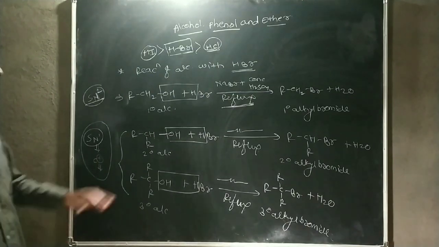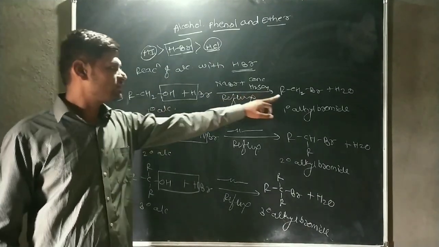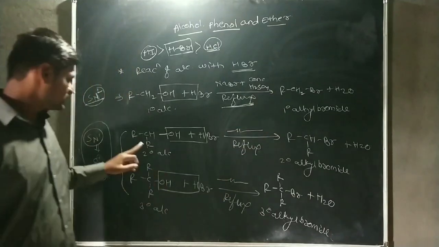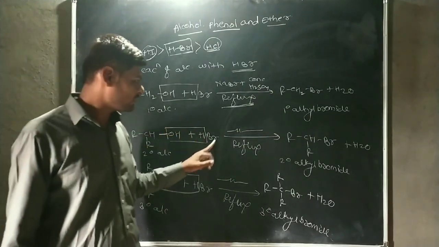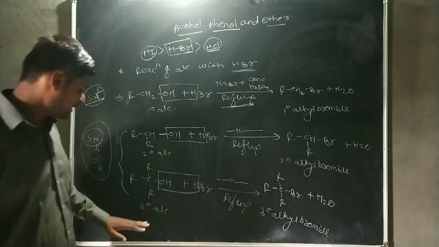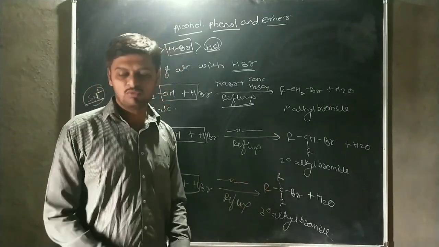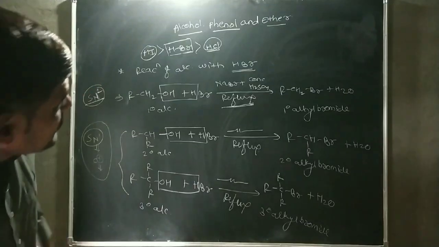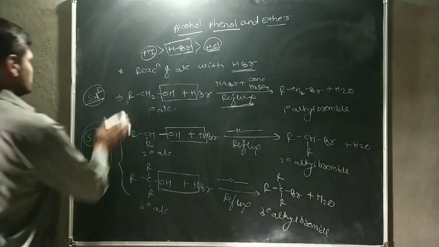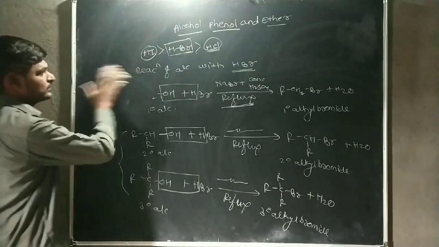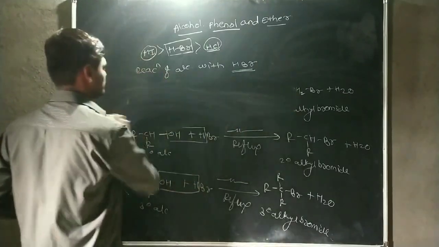When a primary alcohol is refluxed with HBr, it forms a primary alkyl bromide. When a secondary alcohol is refluxed with HBr, it forms a secondary alkyl bromide, and when a tertiary alcohol is refluxed with HBr, it forms a tertiary alkyl bromide. Now we take the examples of this reaction.